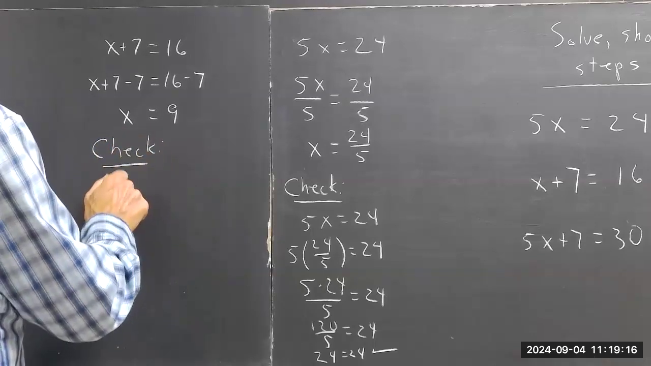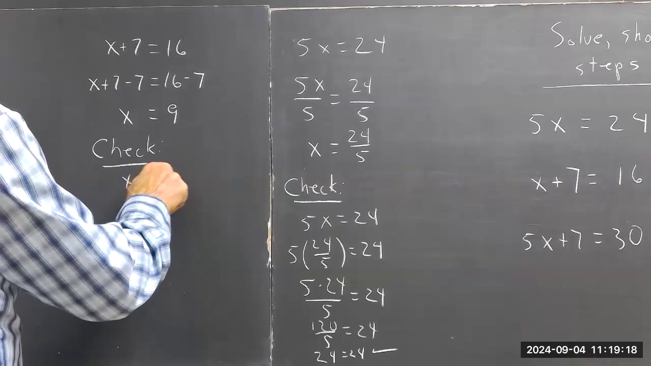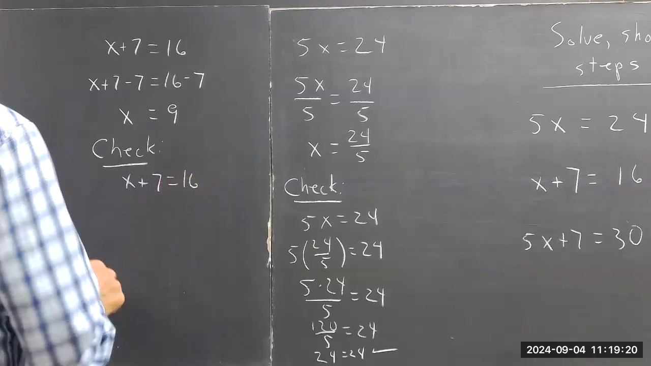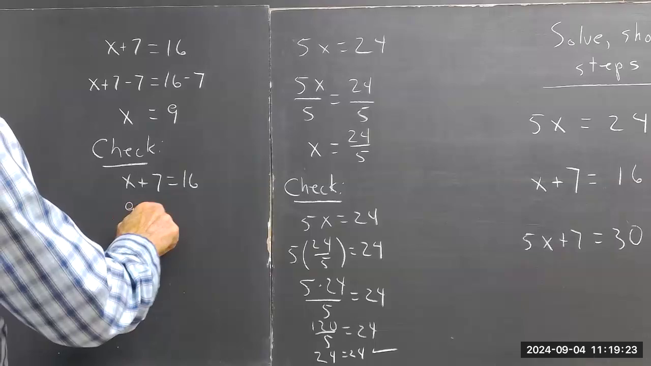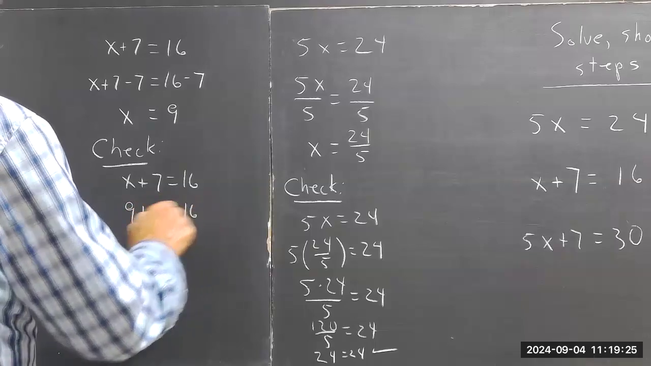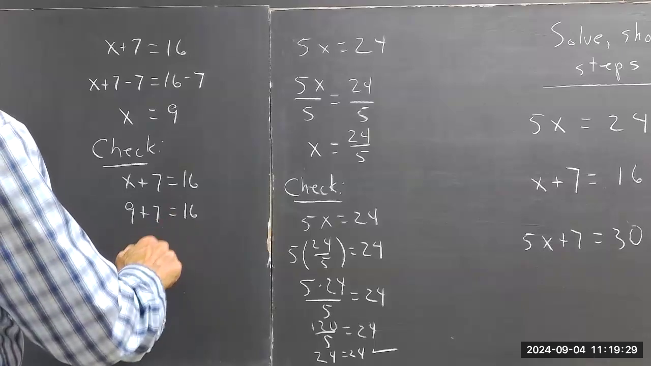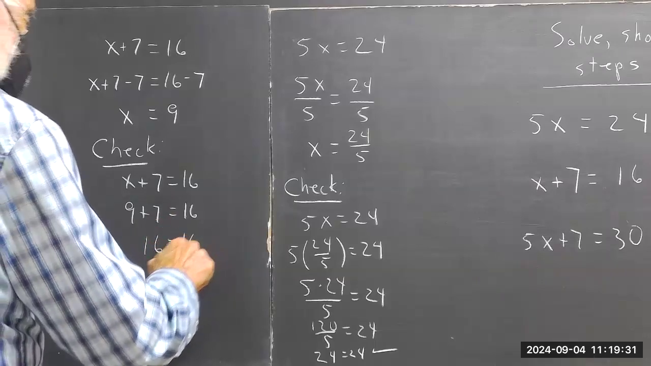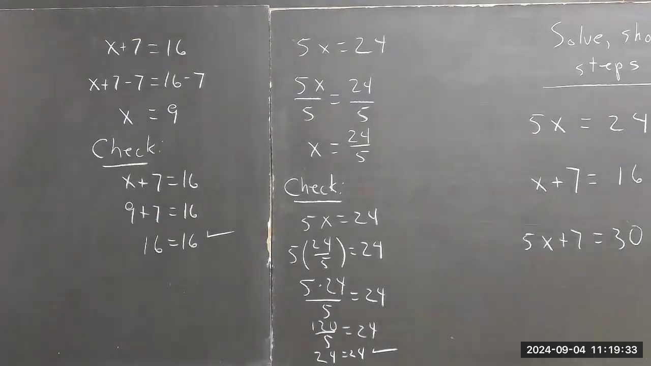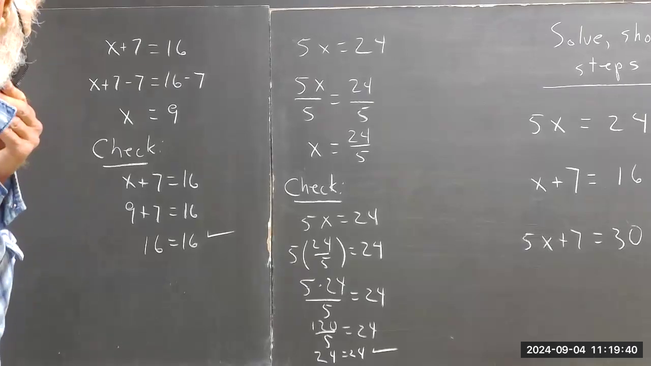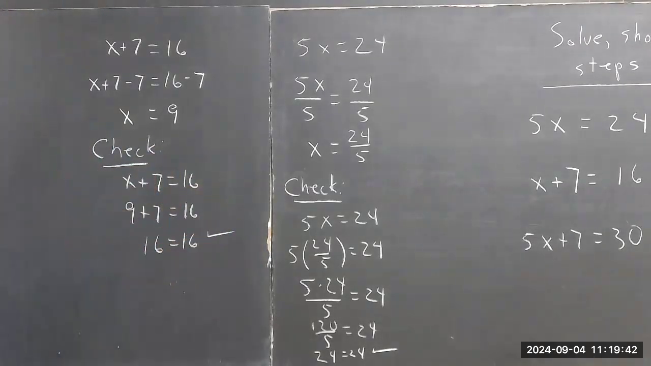Check. We substitute 9 for x. 9 and 7 is 16. You can count that on your fingers if you've got enough fingers, but everybody knows that 9 and 7 is 16. So good there. Okay.